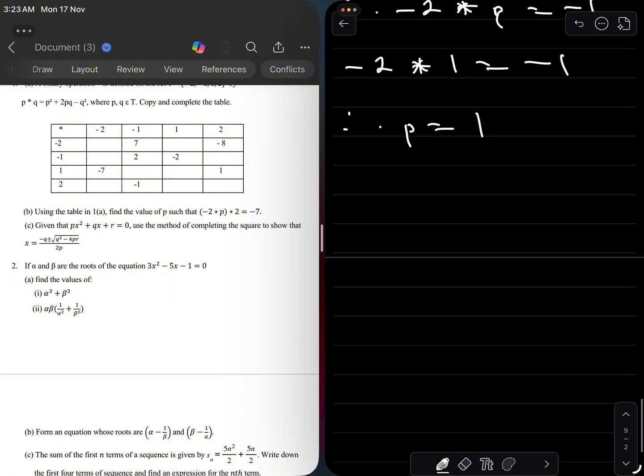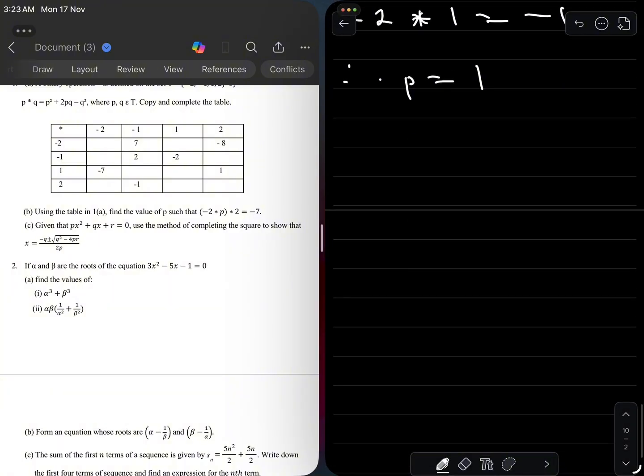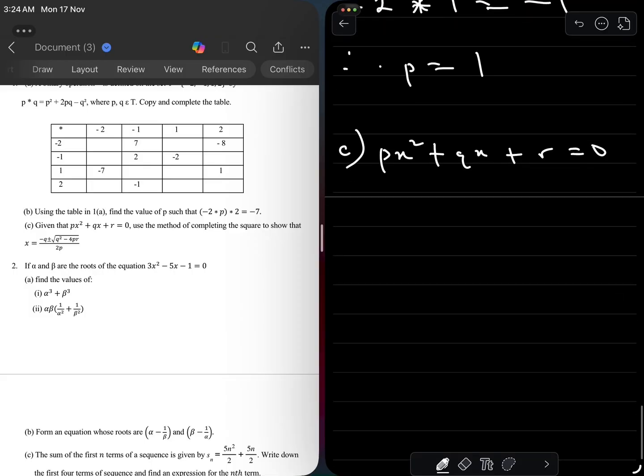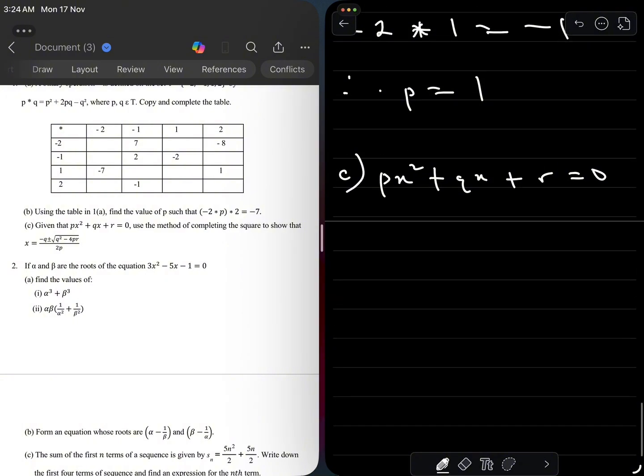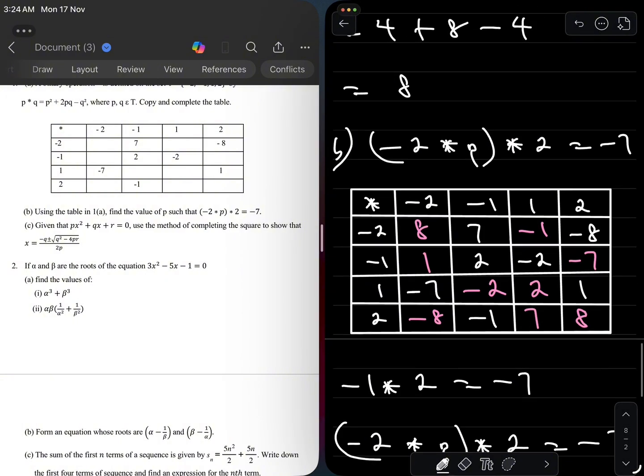So we go to the next one, which is question 1C. Given that px squared plus qx plus r equals 0, use the method of completing the square to show that x equals minus q plus or minus root q squared minus 4pr over 2p. How do we do that?